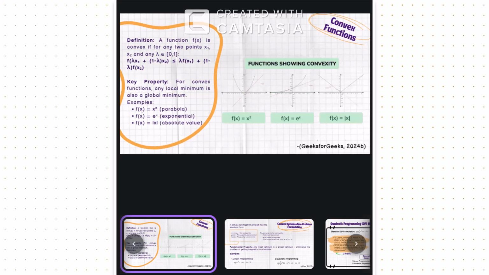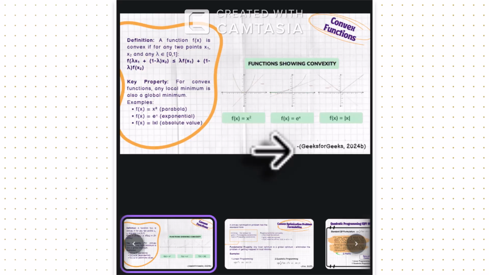Some of the key properties of convex functions: the most important property of convex functions is that any local minimum is also a global minimum. This makes convex functions extremely powerful in optimization because once you find a point where the function stops decreasing, you can be certain that it's the best possible solution overall.